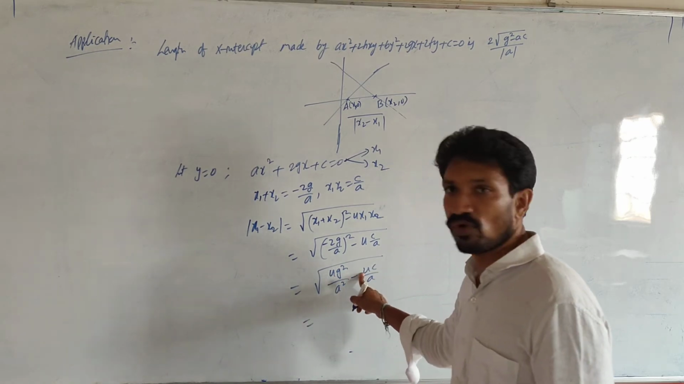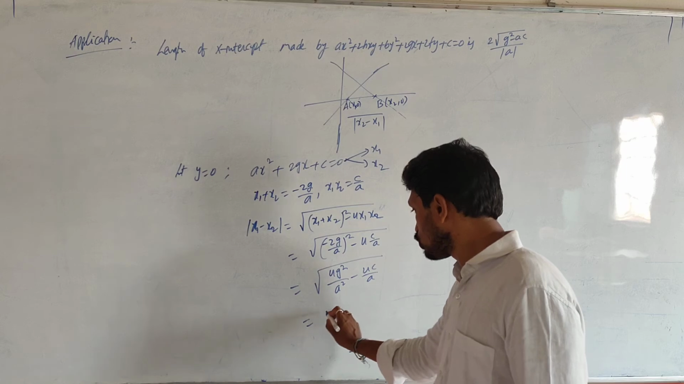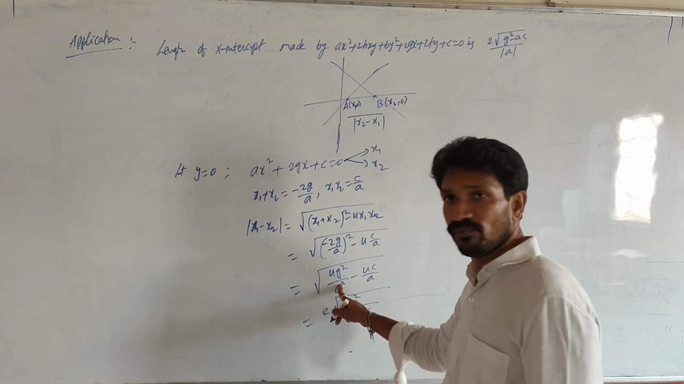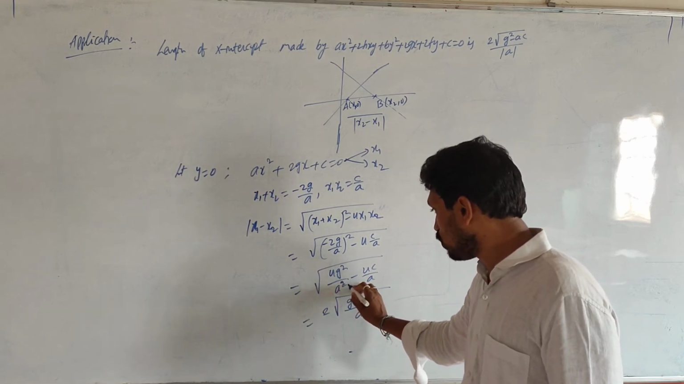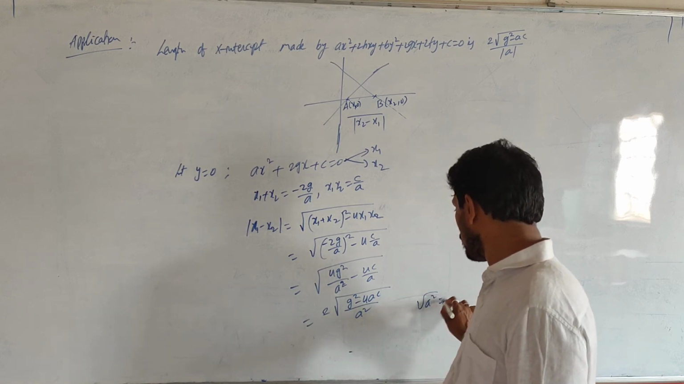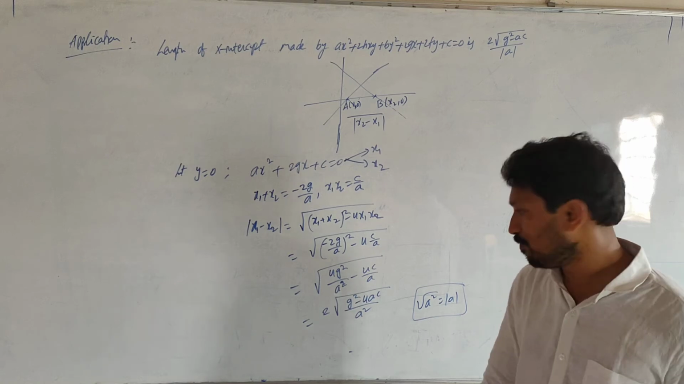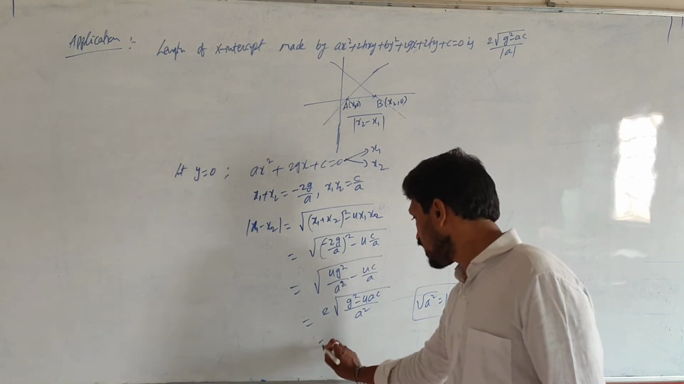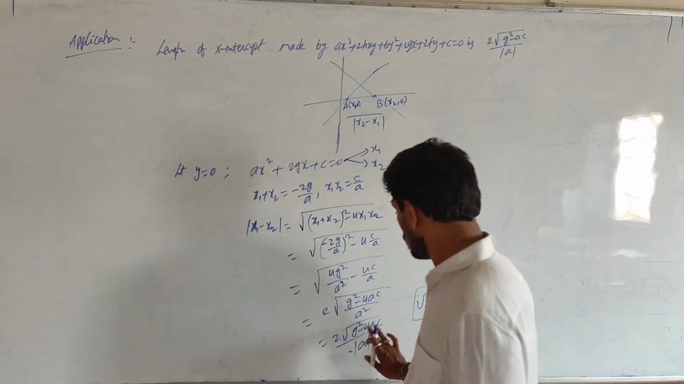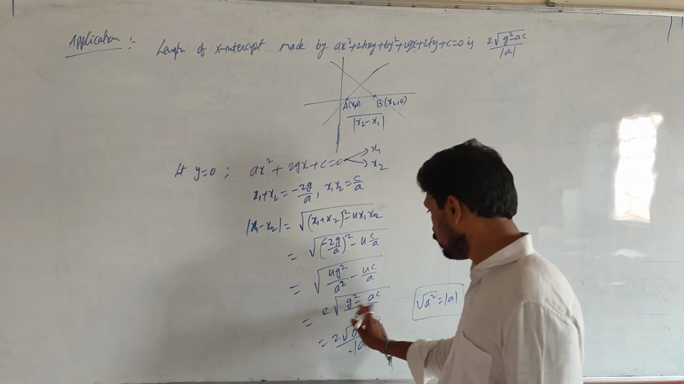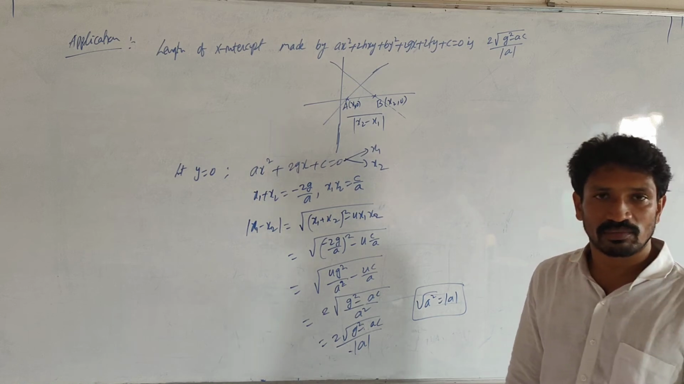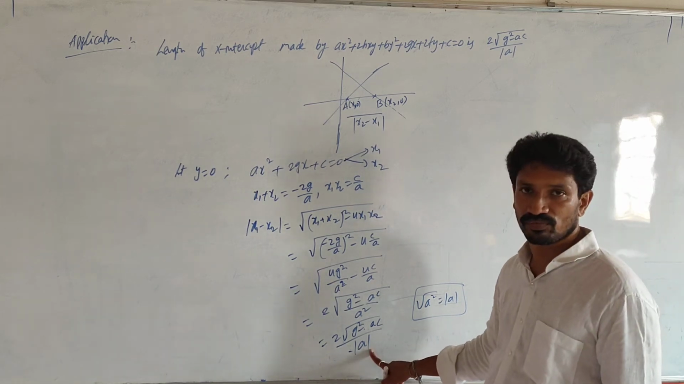Here 4 is there. That 4 you take outside, that becomes 2 only: 2 into root over g square. Here LCM is a square. After taking a square as LCM, what you have? g square minus ac. So already we know root a square is nothing but mod a. Just remember, very important formula. So you can write 2 into root over g square minus ac by root a square, you write as mod a. After taking 4 common, it is ac only. Okay, 2 into root of g square minus ac by modulus of a. This is the formula.